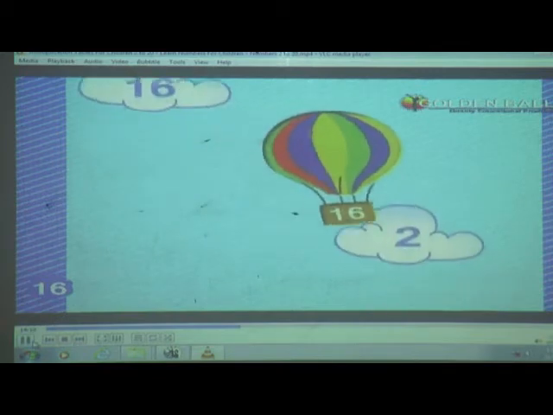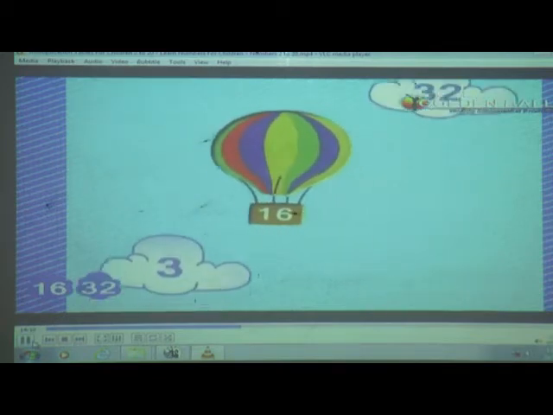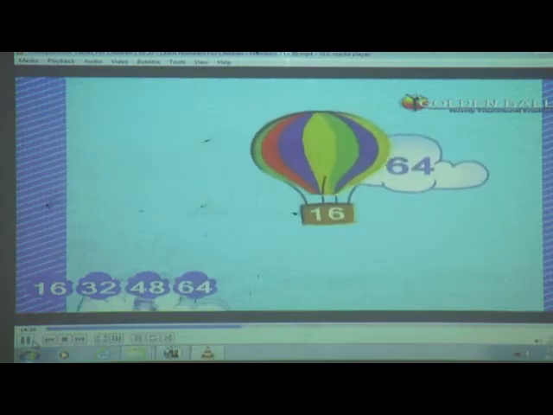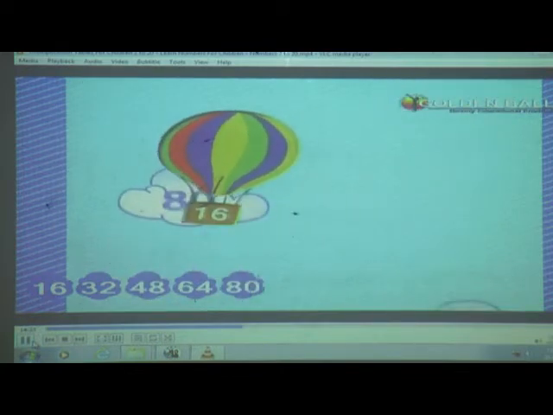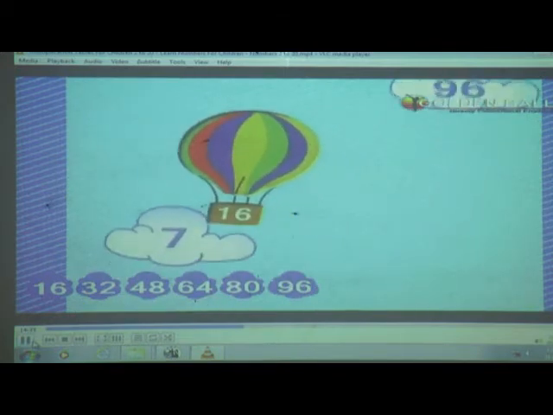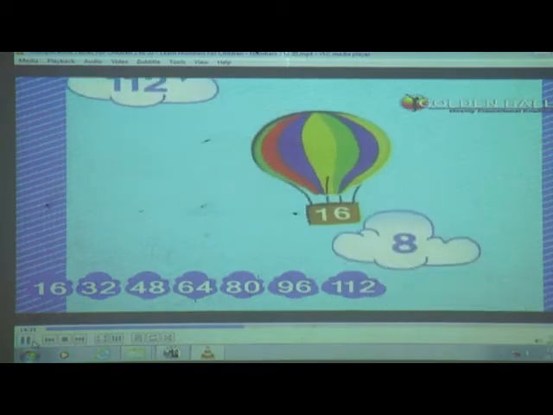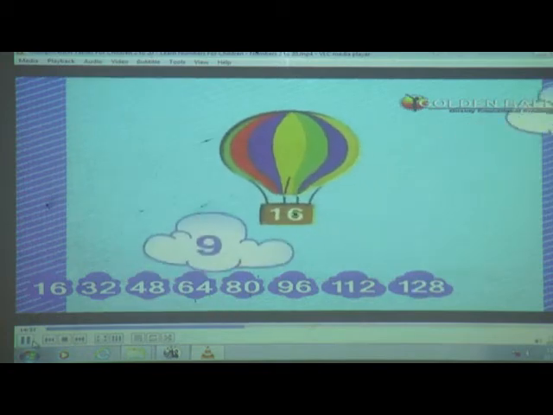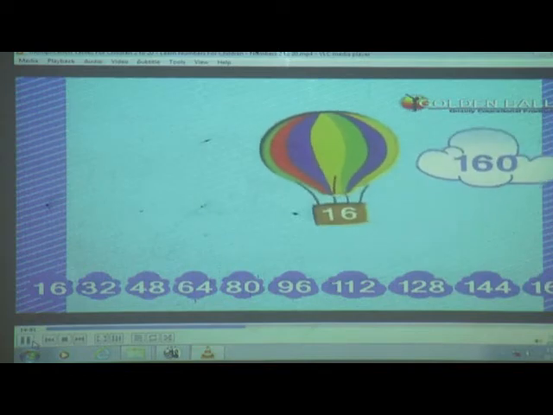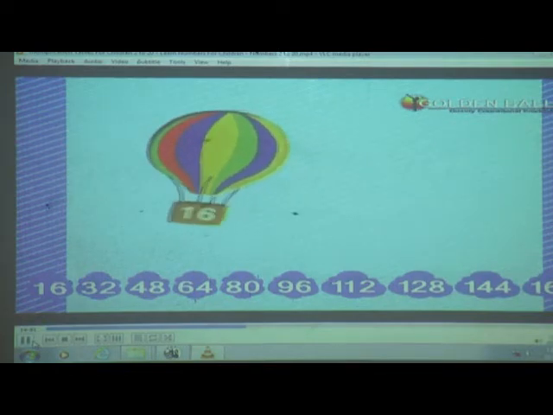16 ones are 16. 16 twos are 32. 16 threes are 48. 16 fours are 64. 16 fives are 80. 16 sixes are 96. 16 sevens are 112. 16 eights are 128. 16 nines are 144. 16 tens are 160. Join me.